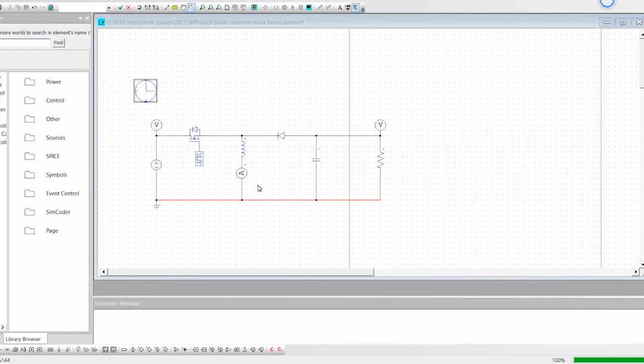Okay, that's all. So this is the working of the buck boost converter, and the thing we should remember is the buck boost converter can be either in the buck mode or in the boost mode depending on the duty cycle. That means if the duty cycle is more than 0.5, it will be a boost converter, and if it is less than 0.5, then it will be a buck converter.